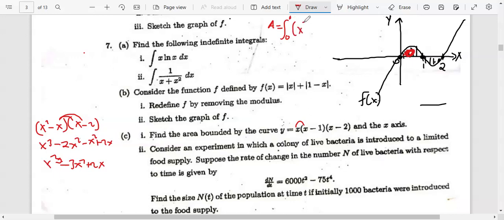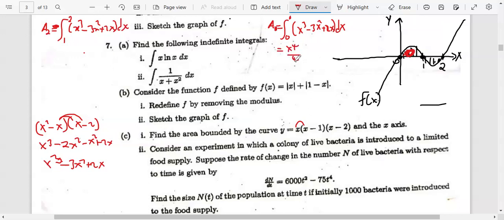So the integral of x cubed minus 3x squared plus 2x dx. Please don't forget dx. This is going to be area 1. And then I'm also supposed to find area 2. How do you find area 2? You look at the graph which is below the x-axis. So the upper limit is 2, the lower limit is 1. Now, since it is below the x-axis, I'm going to attach a negative here, otherwise we're going to find a negative area. Then I'll write the integral of x cubed minus 3x squared plus 2x dx.